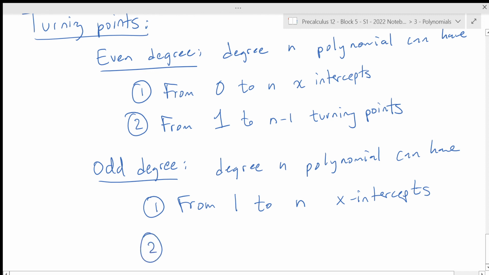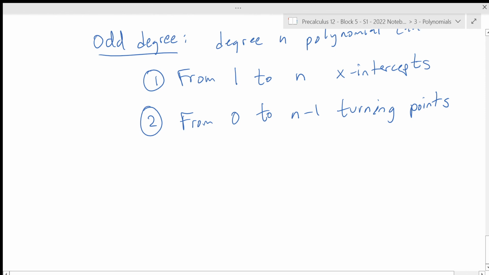And in terms of turning points, it can have from 0 to n minus 1 turning points. So for both of them, the maximum number of turning points is 1 less than the degree. But an odd degree polynomial doesn't actually have to have any turning points. And we saw that with y equals x cubed. That one kind of flattens out a bit in the middle, but it doesn't actually turn around there. And actually being able to calculate that it doesn't turn around at all is something we get to do in calculus. So no spoilers. I'll leave it for then.